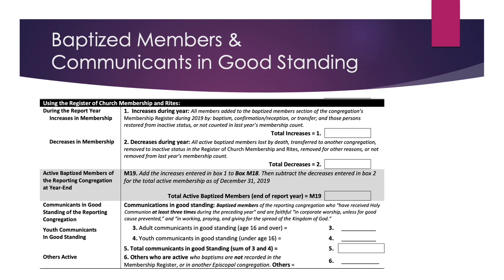Once you take your last year's number and you add up all the increases and you subtract all the decreases, you get your total active baptized members for this year, M19, and you put that in the box.